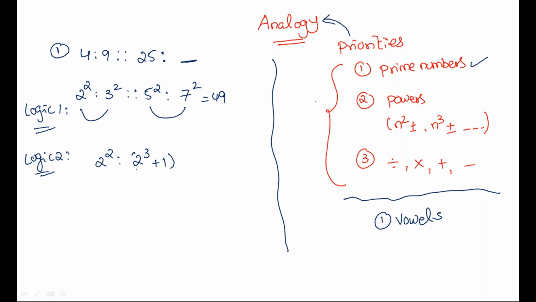4 is 2 square, 9 is 2q plus 1, 25 is 5 square. I can write the next as 5q plus 1 as well, which is 126. This is also possible.